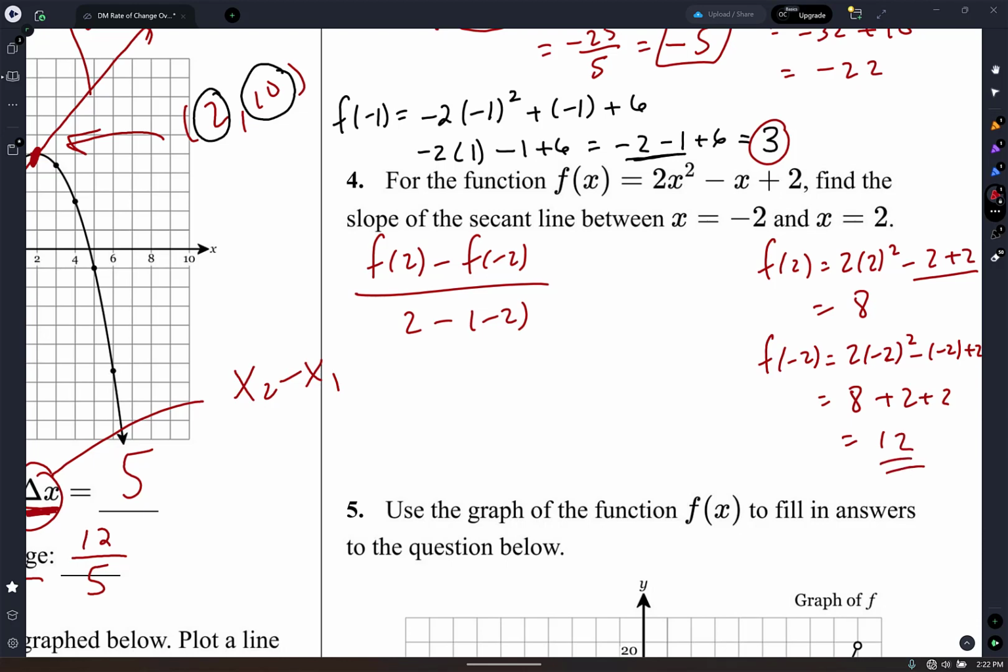Okay, I'll slow down. I come up and I go f of 2, which was 8, minus f of negative 2, which is 12, all divided by 2 minus negative 2, which is 4. The difference between 8 and 12 is 4. The 12 is larger, so it stays negative. Negative 4 over 4 is negative 1. That's your average rate of change. It's also your secant line slope.